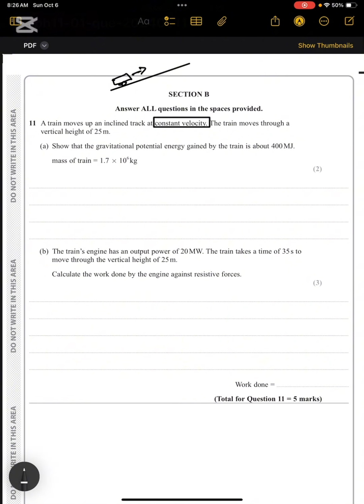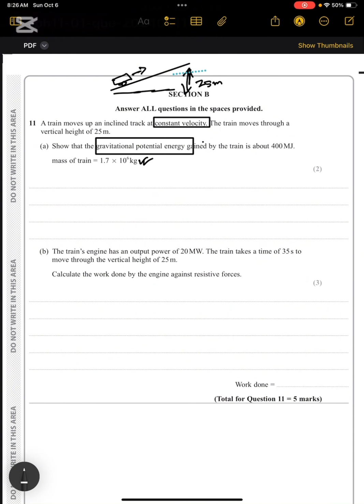The train moves through a vertical height of 25 meters. So the vertical height is 25 meters. This is the vertical height, which is 25 meters, so that the gravitational potential energy gained by the train is about 400 megajoule. So they have asked us to find out the gravitational potential energy. Mass of the train has been given. So let's go and find it out.